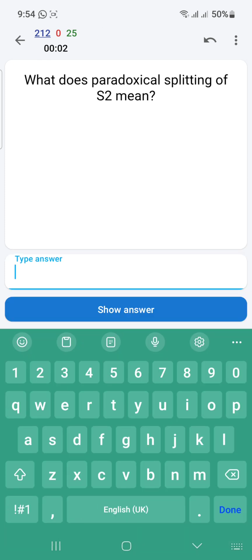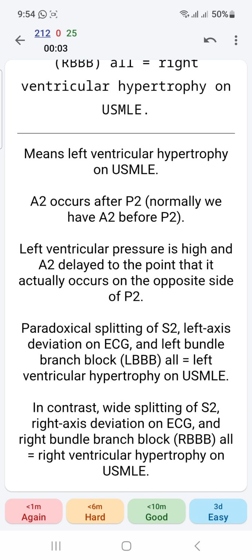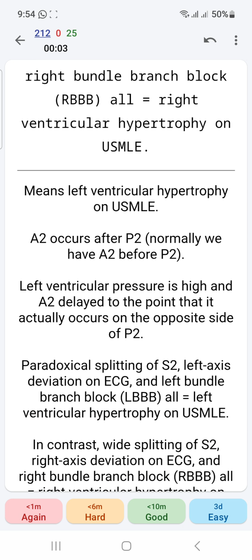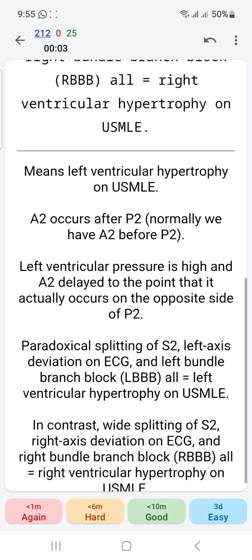What does paradoxical splitting of S2 mean? It means left ventricular hypertrophy in USMLE. A2 occurs after P2. Normally we have A2 then P2. Left ventricular pressure is high and A2 is delayed to the point that it actually occurs on the opposite side of P2. Paradoxical splitting of S2, left axis deviation on ECG and left bundle branch block all equal left ventricular hypertrophy on USMLE.